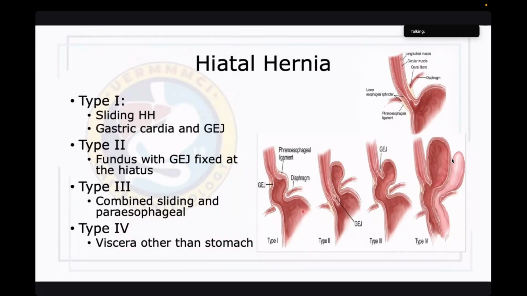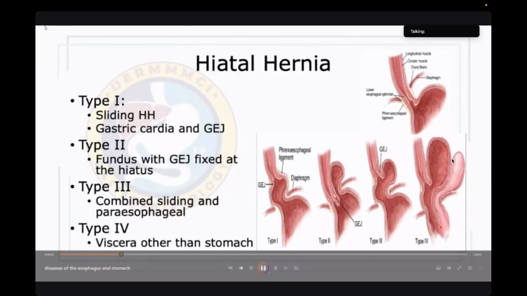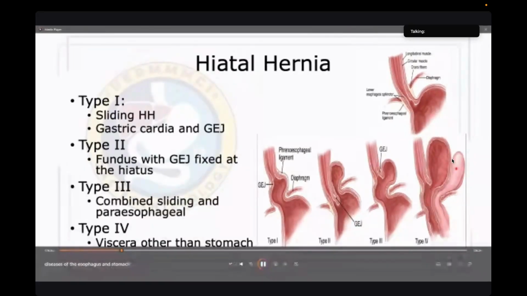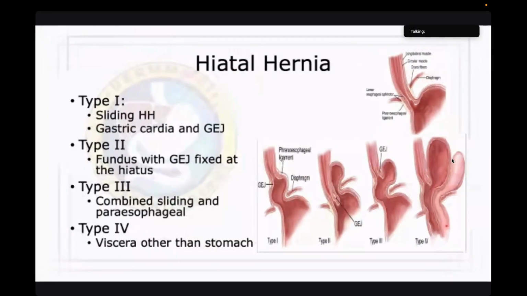You combine types 1 and 2 hiatal hernia, and you have type 3 hiatal hernia. So here, both the gastroesophageal junction and the fundus herniate through the hiatus. And then the type 4 hiatal hernia, or type 4 paraesophageal hernia, is associated with a large defect in the phrenoesophageal membrane, so organs other than the stomach herniate into the mediastinum. So you can see here a part of the colon herniating into the mediastinum.